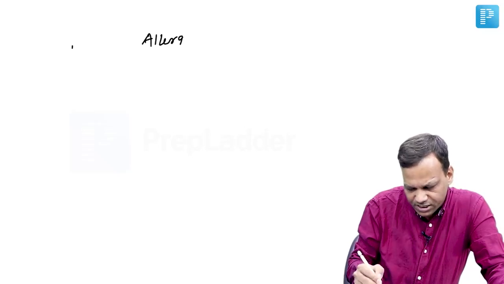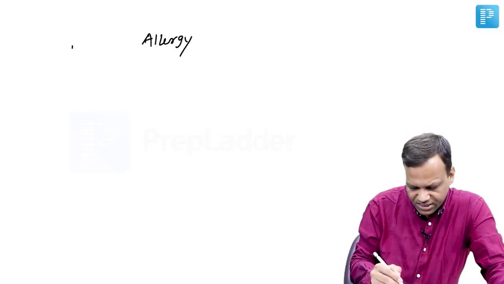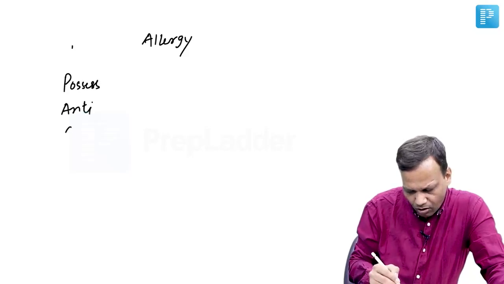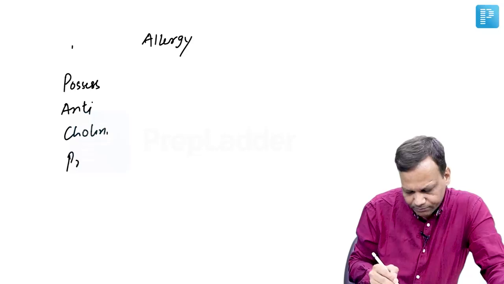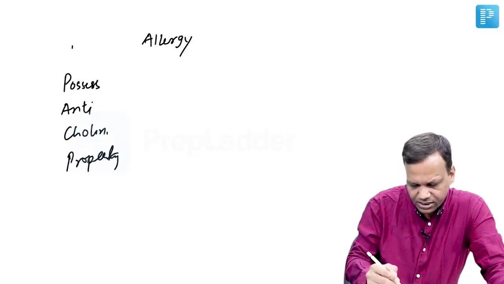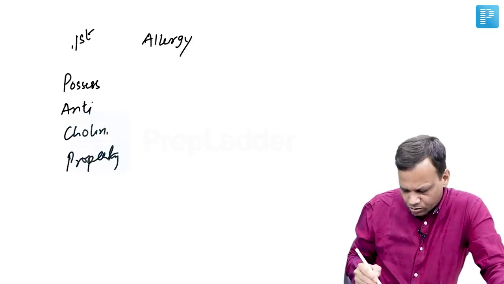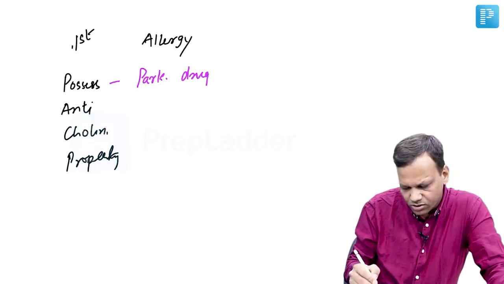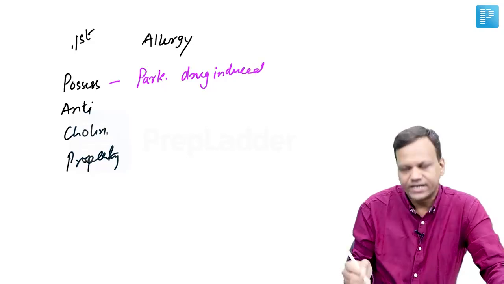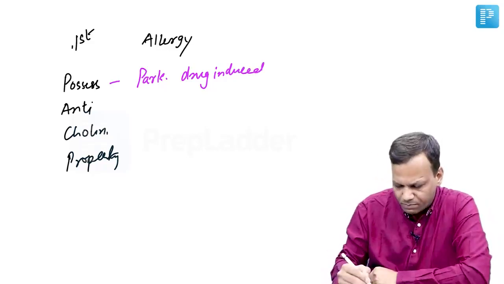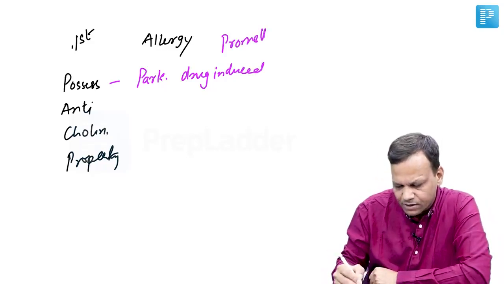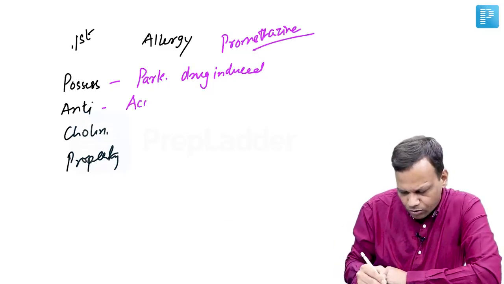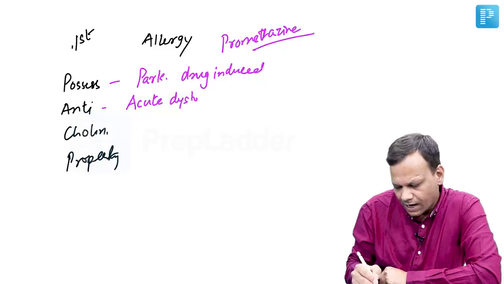Remember, both first and second generation are used in allergy, but the first generation have extra uses which you can remember as PACP. First generation drugs possess anticholinergic property. So you can remember them as P for Parkinsonism, which is drug induced Parkinsonism. So first generation drug can be used in drug induced Parkinsonism. The drug used mainly is promethazine. Then A for acute muscular dystonias and akathisia.